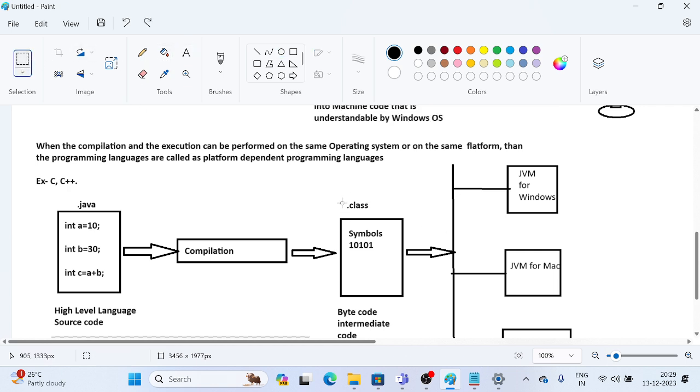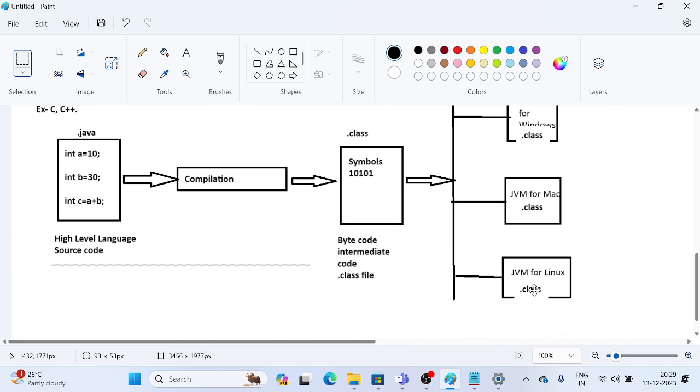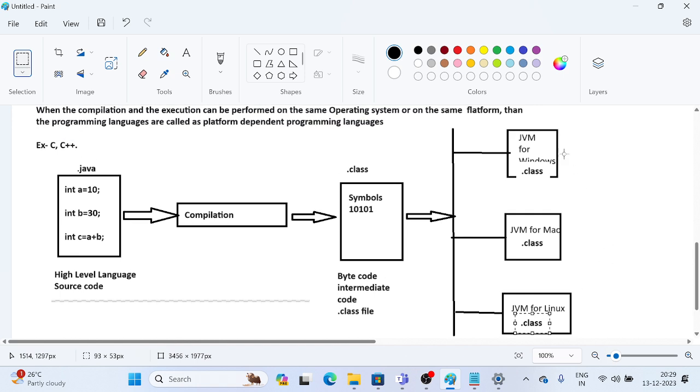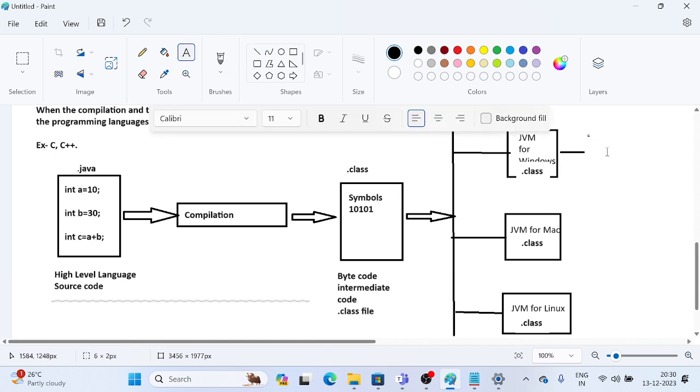What do you mean by that, sir? You can send this dot class file to the JVM for Windows, you can send it to the JVM for Mac, and again this dot class file can be sent to the JVM for Linux. The JVM is responsible for converting the dot class file to the respective machine language. For example, this JVM will convert this dot class file to a machine language that is understandable by a Windows machine. So this is a Windows machine language.